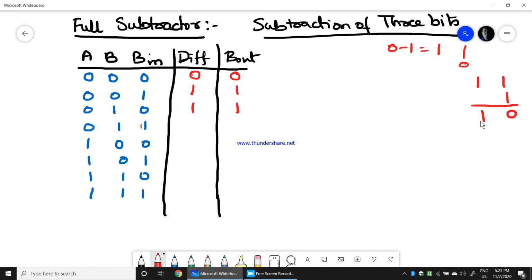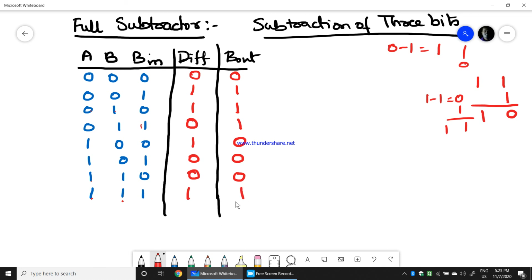So 1 minus 1 is 0, borrow remains as 1. Therefore difference is 0, borrow is 1. 1 minus 0 is 1, so difference is 1, borrow is 0. Again 1 minus 0, difference is 1, borrow is 0. And that difference 1 again minus 1, so both difference and borrow are now 0. Similarly, 1 minus 1 is 0, 0 minus 0 is 0, so you get both 0. Whereas 1 minus 1 is 0, 1 minus 1 is 0, 0 minus 1 gives difference 1, borrow is 0.